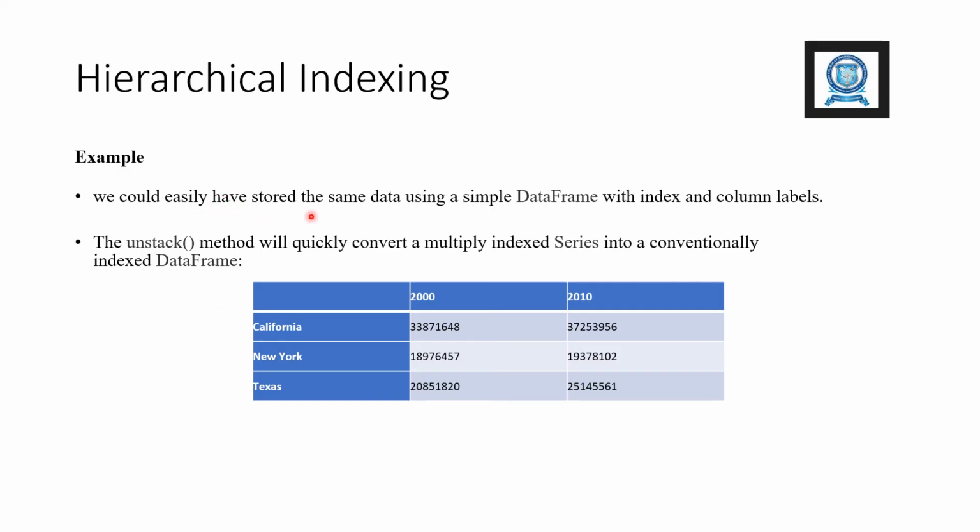We could easily have stored the same data using a simple data frame with index and column labels. The unstack method will quickly convert a multiply indexed series into a conventionally indexed data frame. See here, year is one column, and the values for the states for each year are represented in a row format. This is called a data frame with index and column labels.